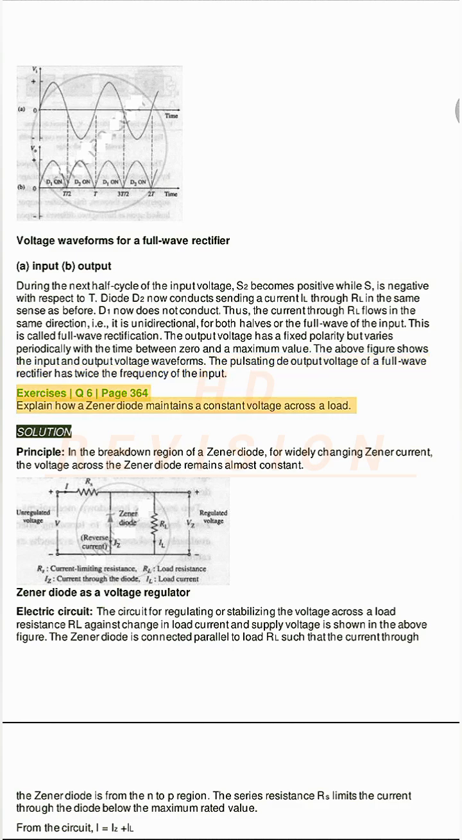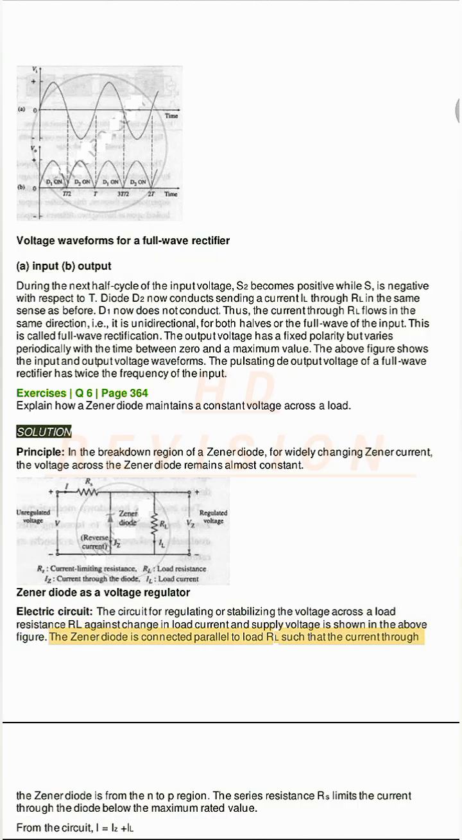Exercises Q6, page 364. Explain how a Zener diode maintains a constant voltage across a load. Solution. Principle. In the breakdown region of a Zener diode, for widely changing Zener current, the voltage across the Zener diode remains almost constant. Zener diode is a voltage regulator. Electric circuit. The circuit for regulating or stabilizing the voltage across a load resistance RL against change in load current and supply voltage is shown in the above figure.